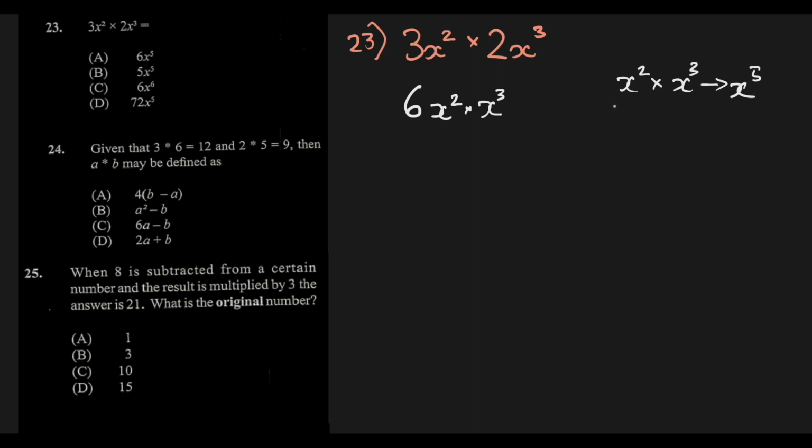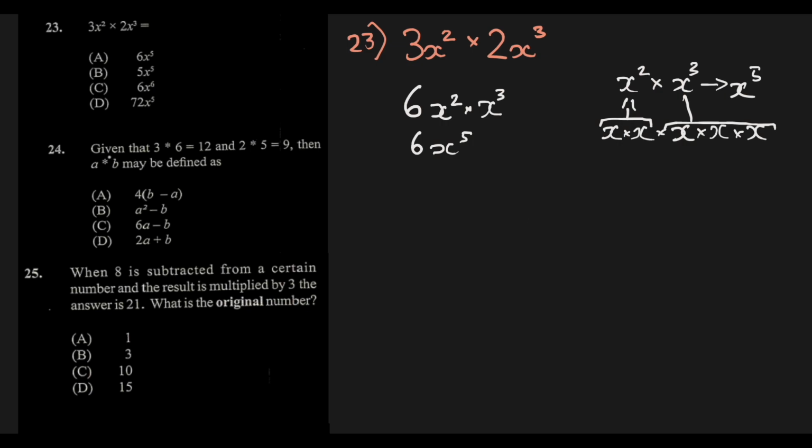Just in case you never saw this before and wonder how it works, look at this. x squared is the same as saying x times x, and then multiplying it by x to the power of 3, which means x times x times x. When we put all of these together, how many times do we see x being multiplied by itself? 1, 2, 3, 4, 5 times. So therefore, our answer is 6x to the power of 5.